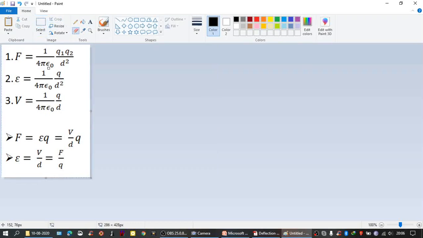This is simply epsilon. If you write epsilon naught, you have to write epsilon r also. Epsilon naught indicates the absolute permittivity and epsilon r indicates the relative permittivity. And epsilon is the product of epsilon naught and epsilon r.